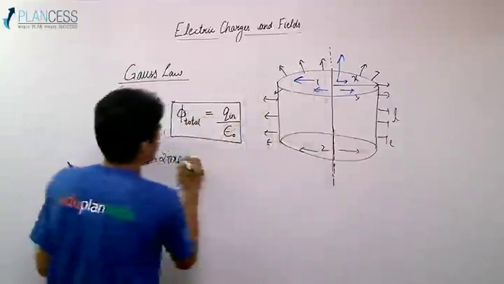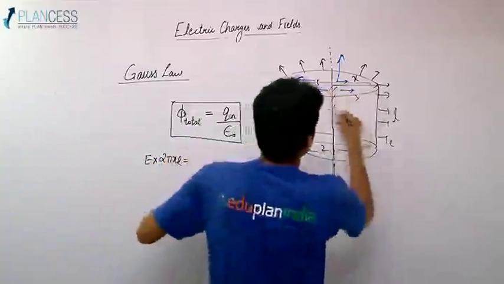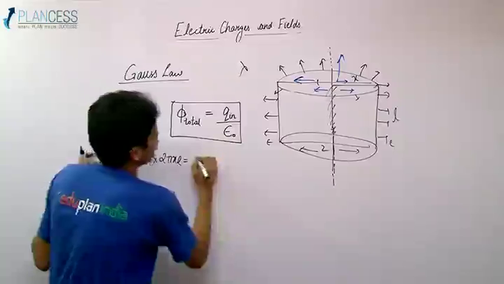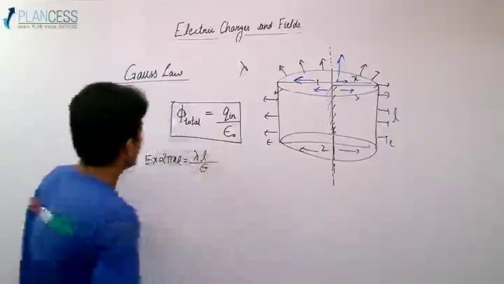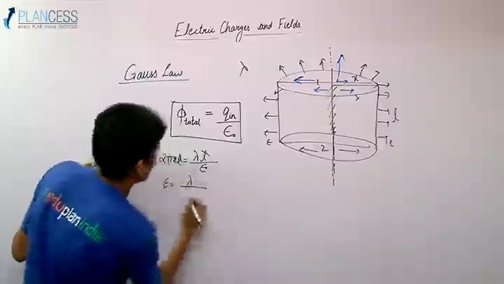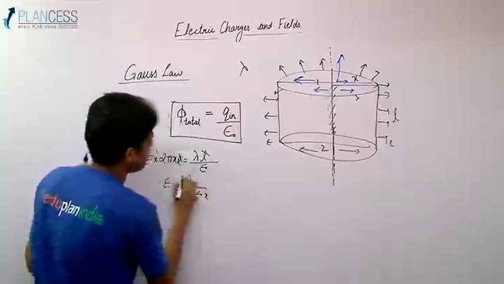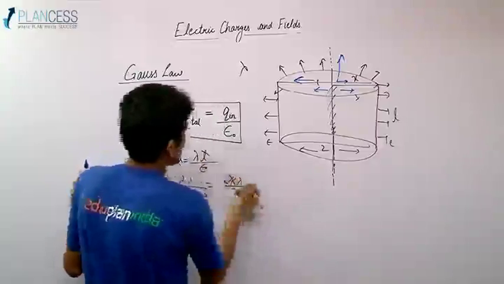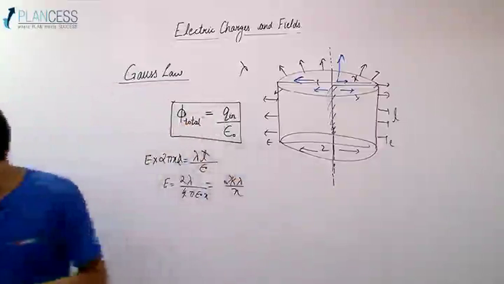where L is the length of the cylinder, equals Q in, which is just this part of the wire which lies inside. We know lambda is the linear charge density, so we can write this as lambda into L upon epsilon naught. So L gets cancelled out and E comes out to be lambda upon 2 pi epsilon naught into x, which can be written as 2k lambda by x, since k is 1 upon 4 pi epsilon naught. This is the formula which we derived for the electric field at a distance x from an infinitely long wire.